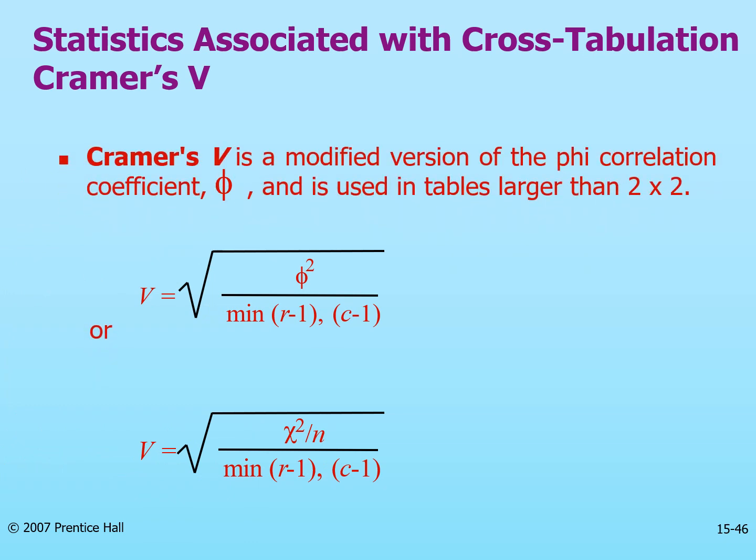Another one is coming, Cramér's V. V is a modified phi coefficient, and Cramér's V is to be used when the table is larger than 3 by 3.